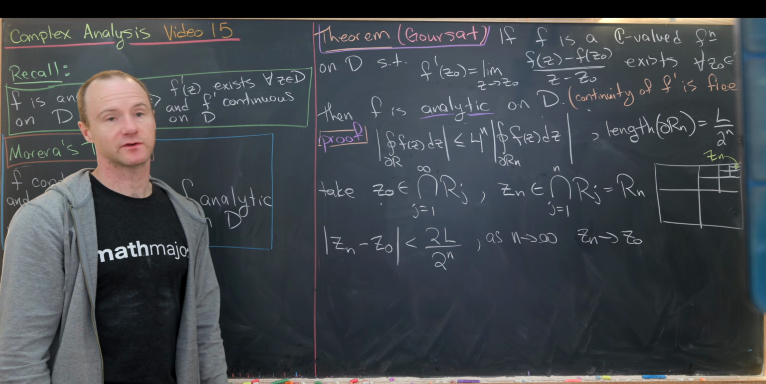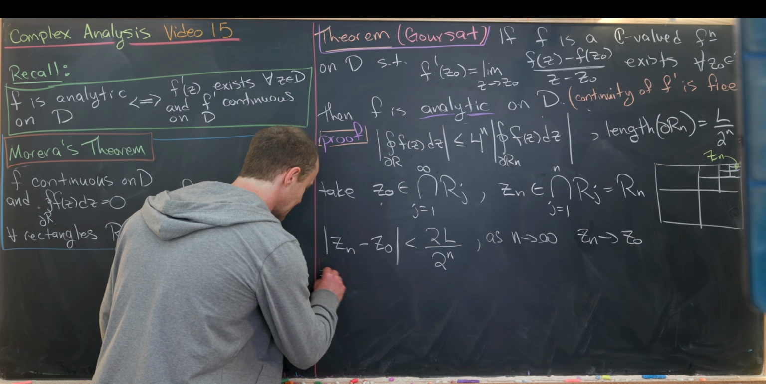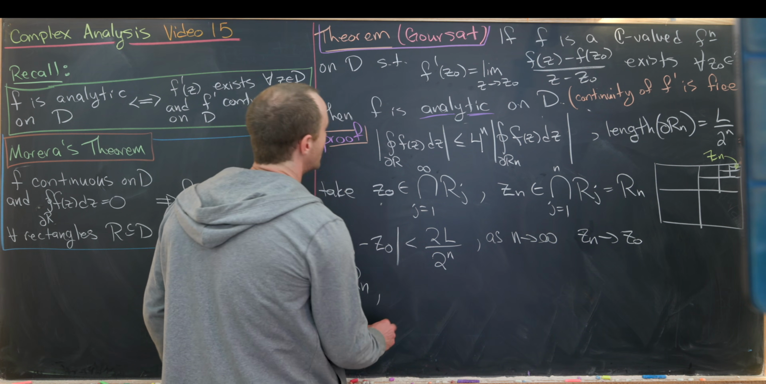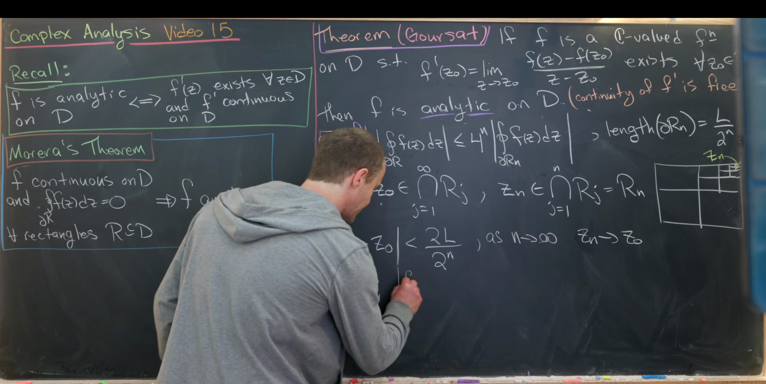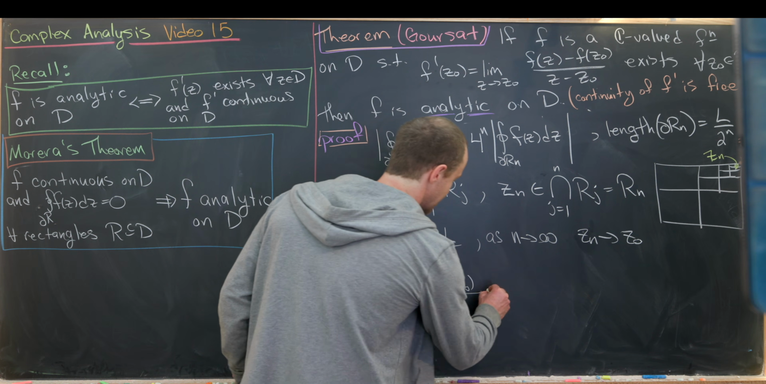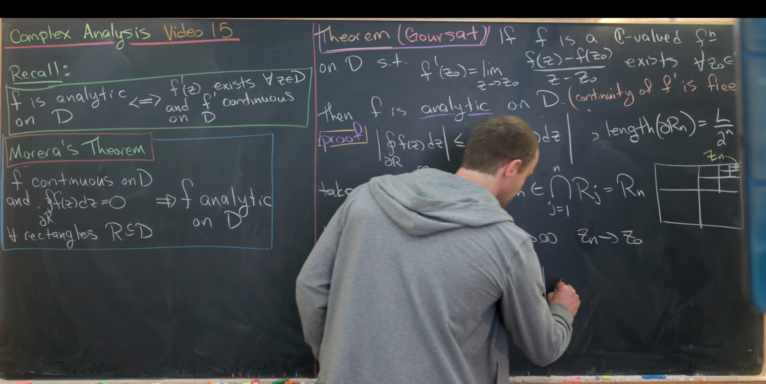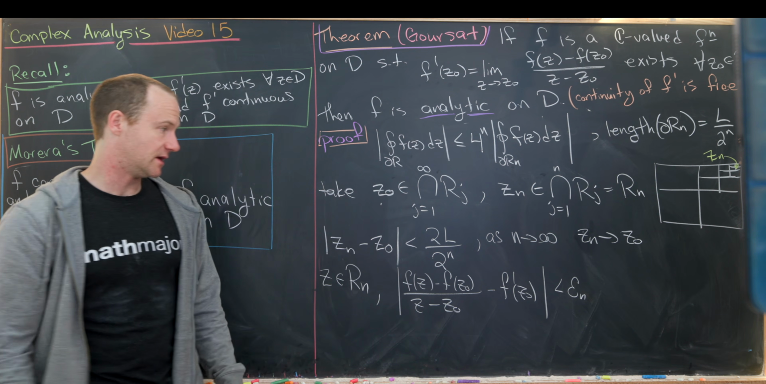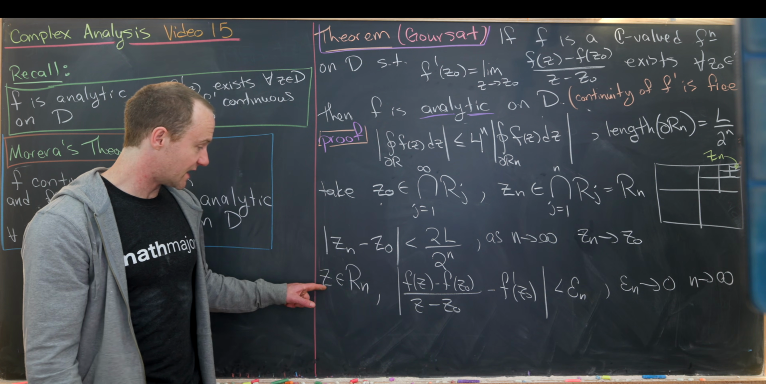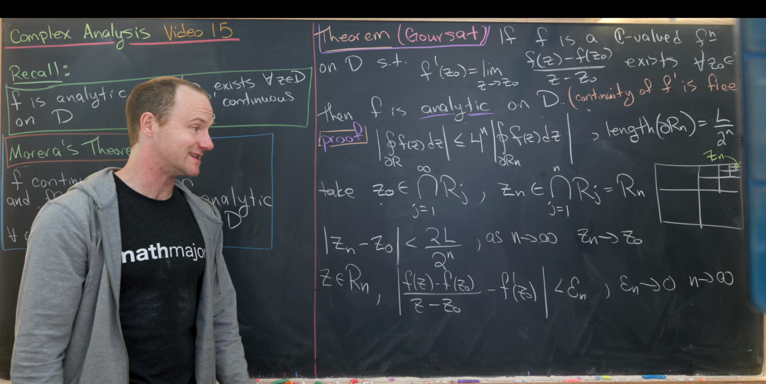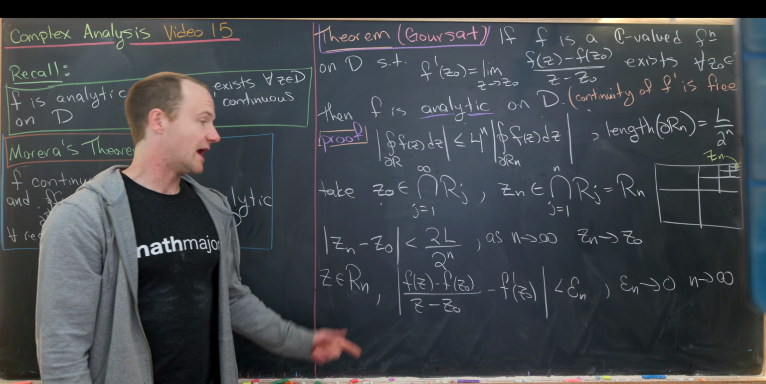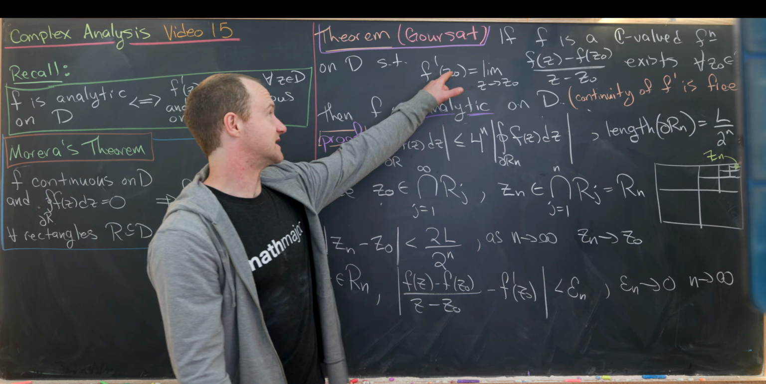Now we're going to use the fact that this is differentiable, and we'll do that as follows. Let's take a z in our nth rectangle, any z in our nth rectangle. And we know that the modulus of (f(z) minus f(z0)) over (z minus z0), minus f prime of z0, will be less than some number which I'll call epsilon_n, where epsilon_n goes to 0 as n goes to infinity. That's because as n goes to infinity, this z is approaching z0. But because this limit exists, we know that this whole thing is going to 0 as z goes to z0. That's just the definition of the derivative.